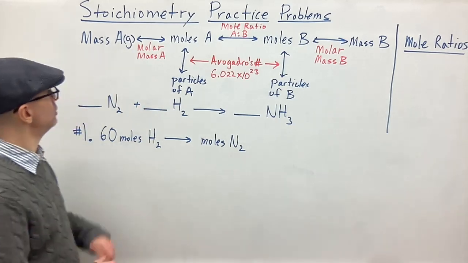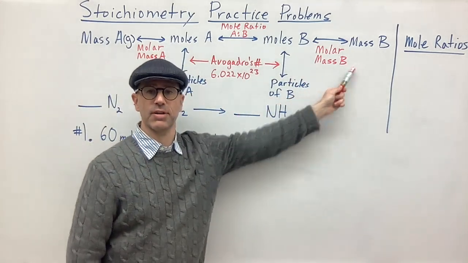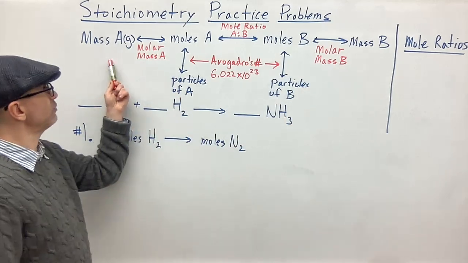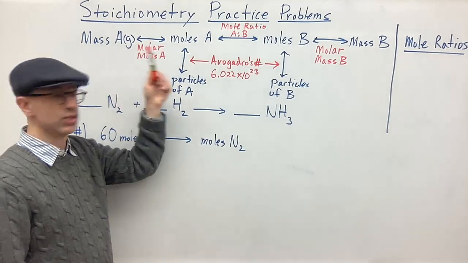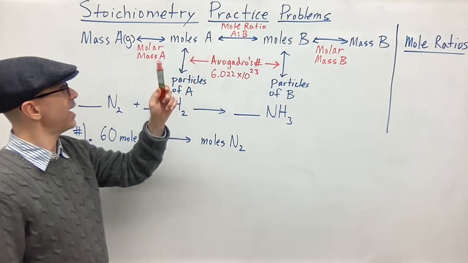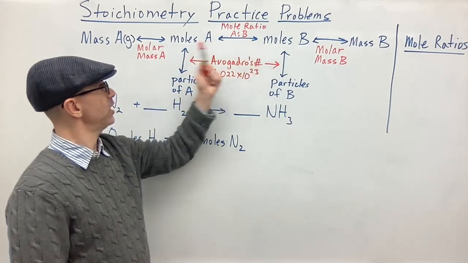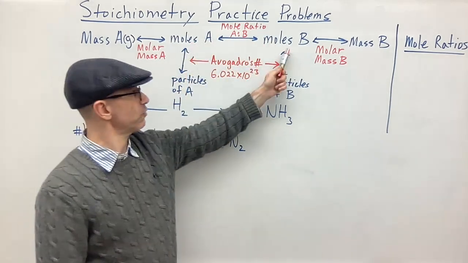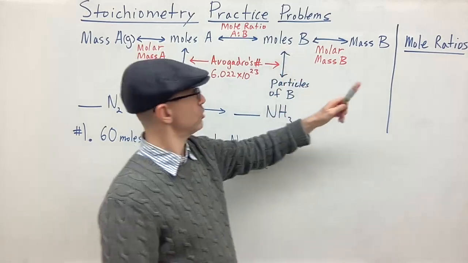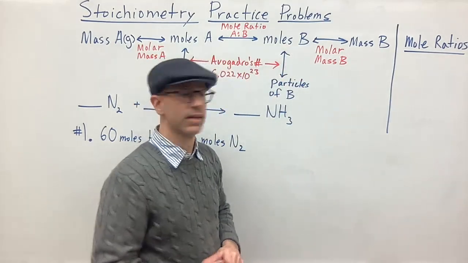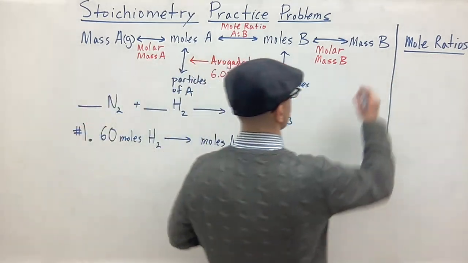in your problem. So if you're given a mass A, then in order to get to a mass of a different substance in your equation, you're first going to have to use the molar mass of A to convert from grams of A to moles of A. And then you're going to use what is called the mole ratio in your balanced equation to convert moles of A to moles of B. And then use the molar mass of B to convert moles of B to mass of B in grams. So let me specify grams here. This is in grams.